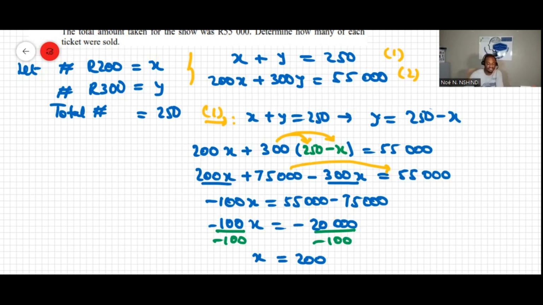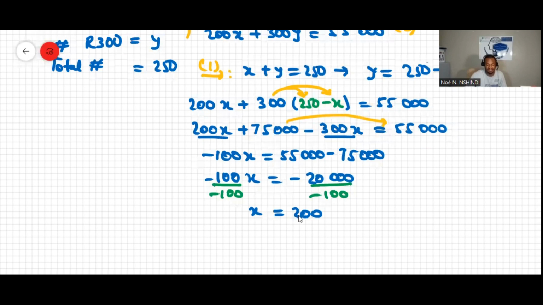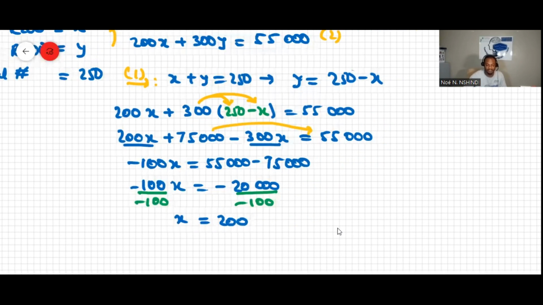So basically, 200 tickets that cost 200 Rand were sold. And then we can substitute in here to find Y, which will be 250 minus 200, which means 50. So 50 tickets that cost 300 Rand were sold.